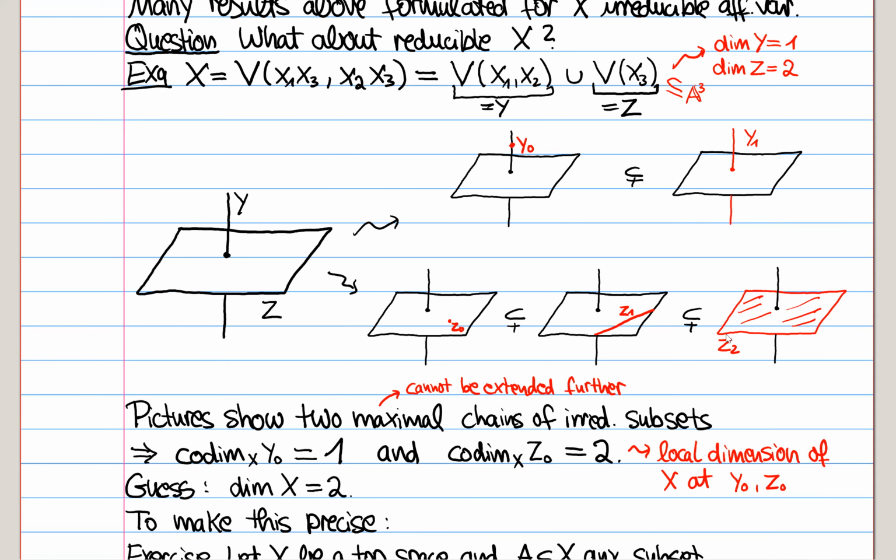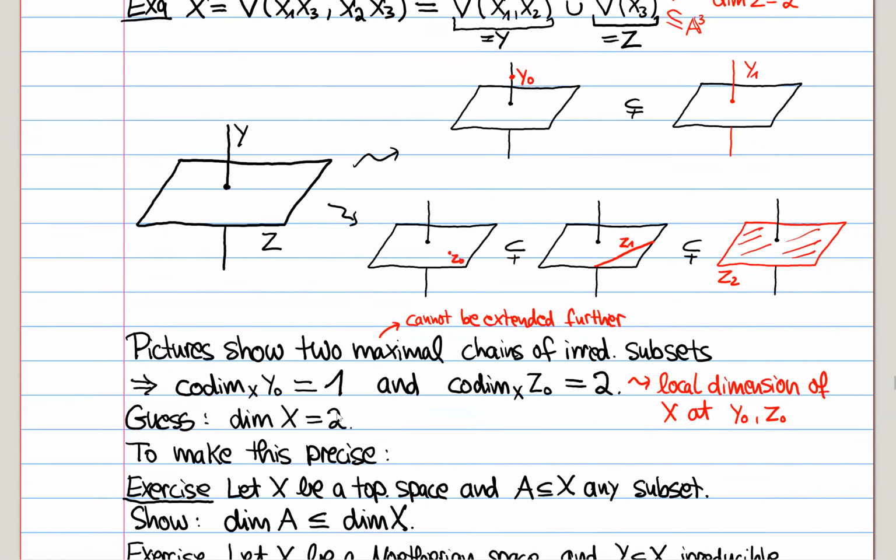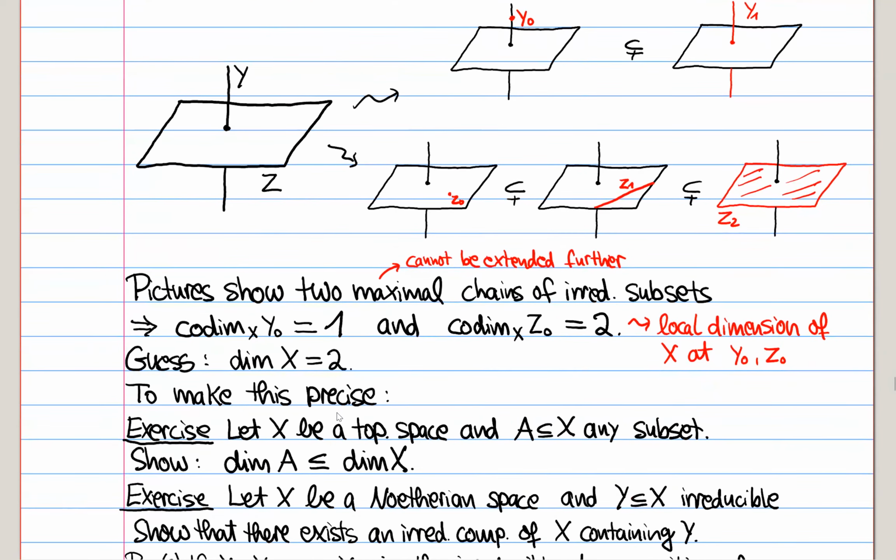And then you can check indeed, and we're going to do that in a second, that this gives you the dimension of X. So the dimension in this case is 2. And to make this precise, we start with two exercises, which also give nice sanity checks for this notion of dimension.